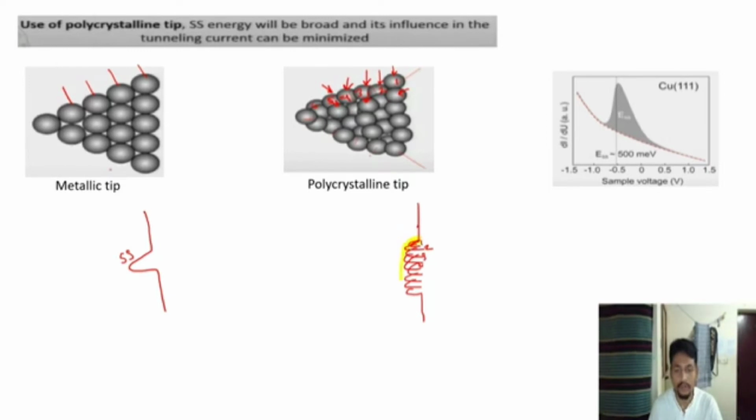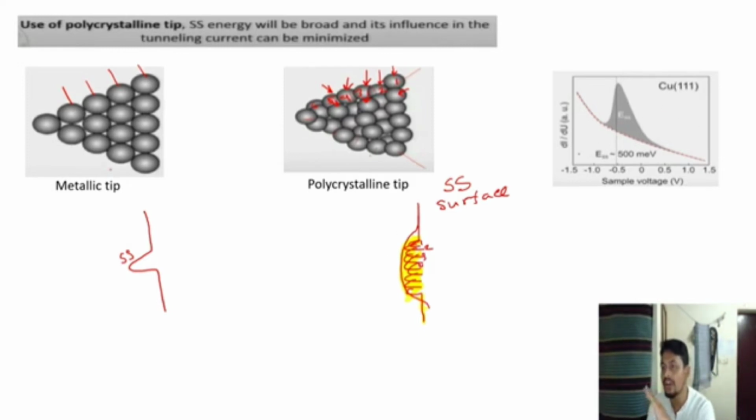we are getting a kind of broad surface state. Now if it is broad, that is not a problem. We are not getting any distinct peak. So whatever peak comes is due only to the surface state of the surface, not from the tip. In the case of polycrystalline, the tip is giving a band kind of structure.